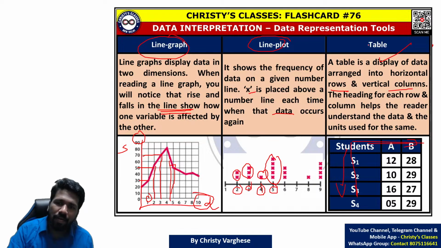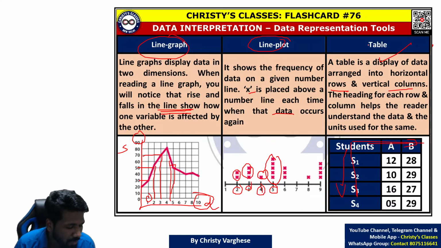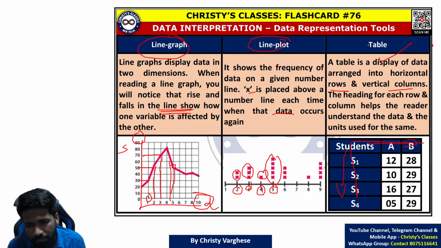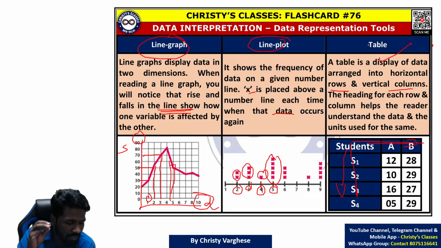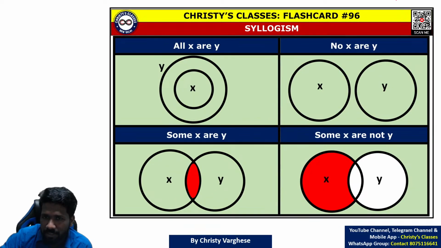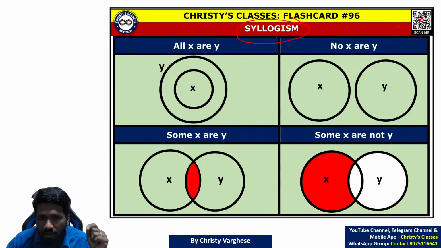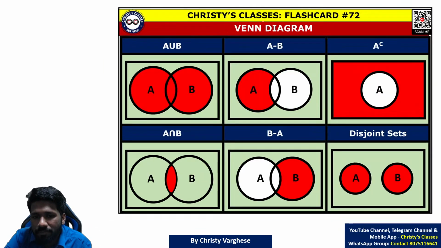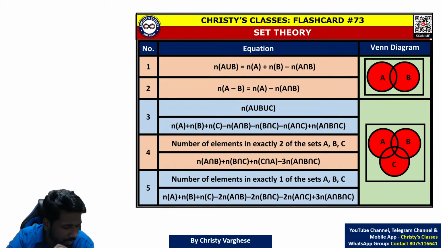Now, another data representation tool is Venn diagram. Venn diagram itself is a separate chapter because Venn diagram, first of all, is needed in other chapters. For example, the syllogism chapter, which we will be discussing tomorrow. Today, we are not discussing syllogism because syllogism is part of the reasoning unit. Tomorrow's lecture is very important. All the reasoning topics will be covered in tomorrow's class itself. There, I will discuss syllogism. For syllogism, we need Venn diagram. Set theory, to understand it, Venn diagram is needed. So understanding Venn diagram is very important.